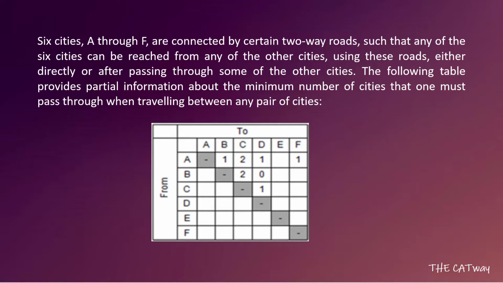So the question says that 6 cities A through F are connected by certain two-way roads such that any of the 6 cities can be reached from any of the other cities. So that means each and every city is going to be connected to at least one city, either directly or after passing through some of the other cities.